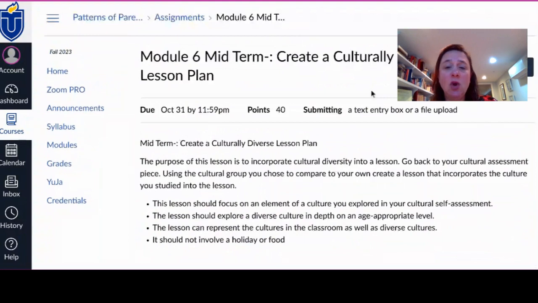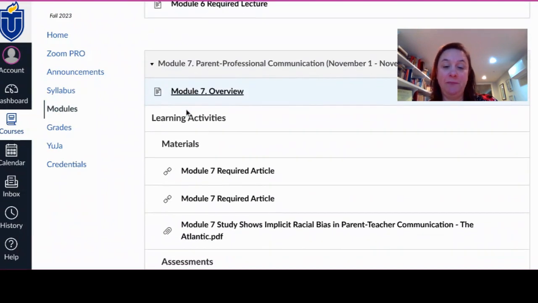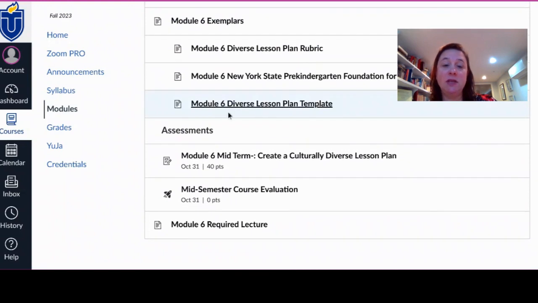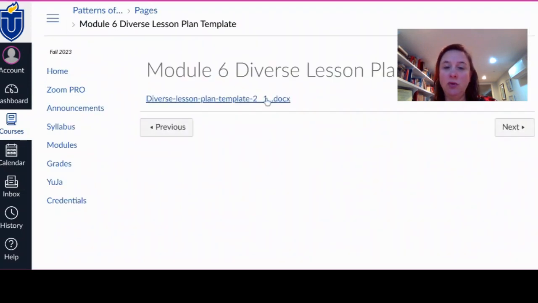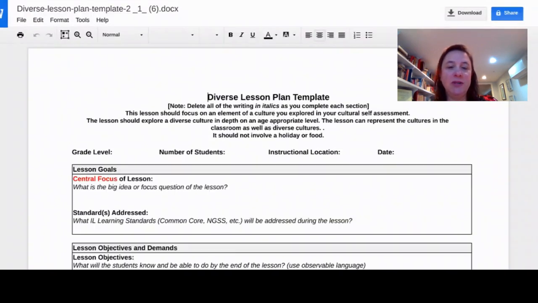Now, in this, we're going to go back to the module, and we will find the actual template. Here we go, Module 6, and there it is, Diverse Lesson Template. So when you click into that, it's going to download, and I'm going to share this with you so you can see what it looks like. Now, this is what you're going to be using to complete your lesson plan.